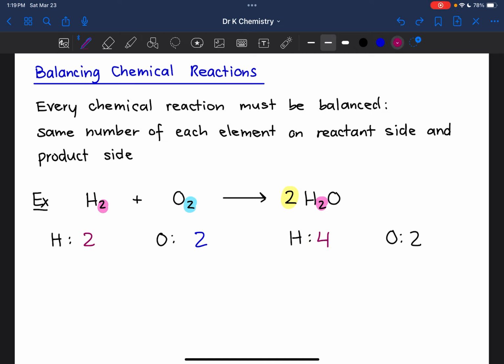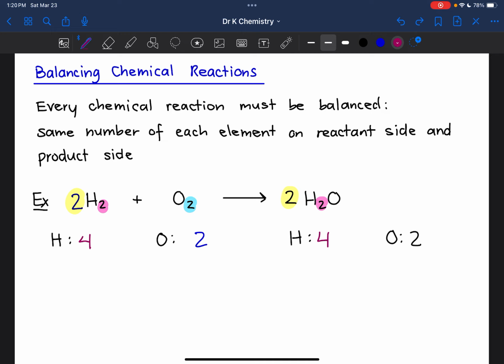What we can do is multiply hydrogen by 2 as well. And if we do that, then this gets multiplied, and we end up with 4 hydrogens on the left. So this means that now we have 2 hydrogen molecules on the left, which gives us 4 hydrogen atoms. We have 4 hydrogen atoms on the right. Then we have 2 oxygen atoms on the left and 2 oxygen atoms on the right. This is now a balanced chemical equation where we have the same number on either side of the equation.